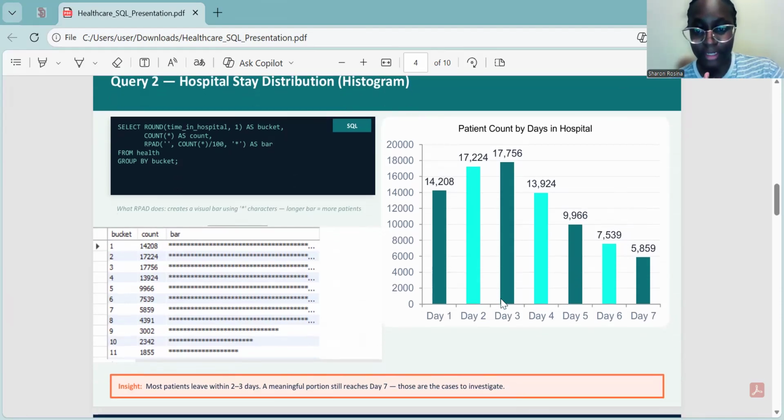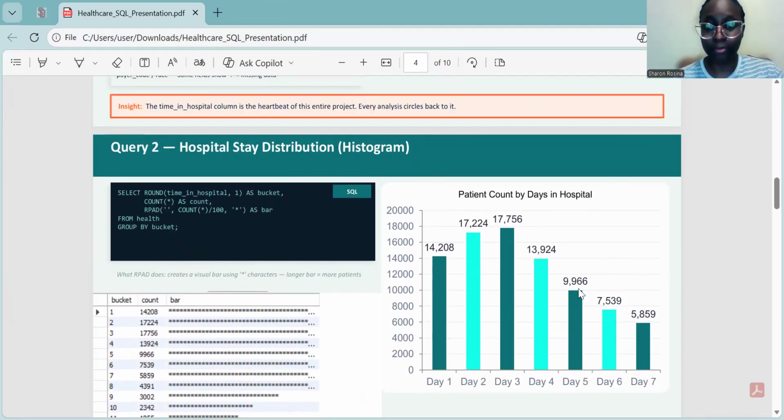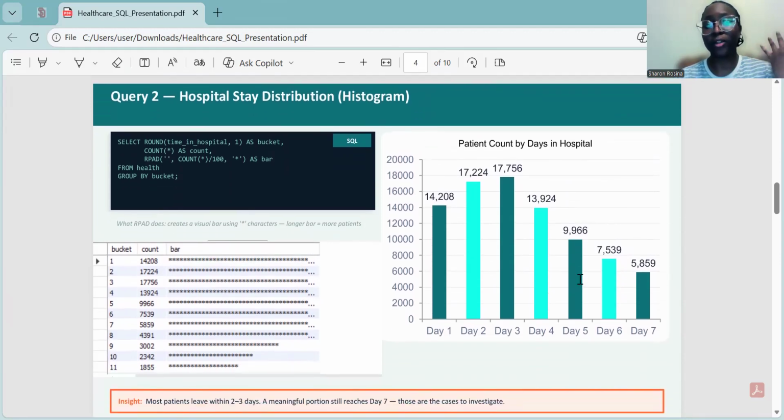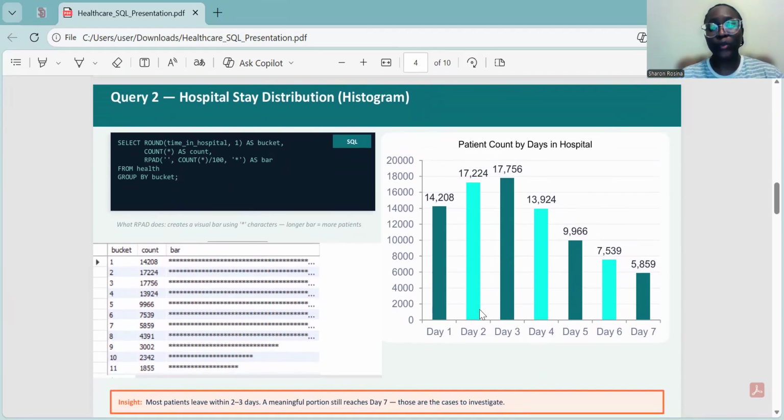So as you can see from my data, I had to export the output and put it in Excel so that it can be easier to visualize. You'll see that in day 2 and day 3, this is when we have so many patients staying in the hospital. And then as it gets to day 4, day 5, day 6, they are declining. It's like we're getting more patients being discharged, and day 7 has the least number of patients in the hospital.